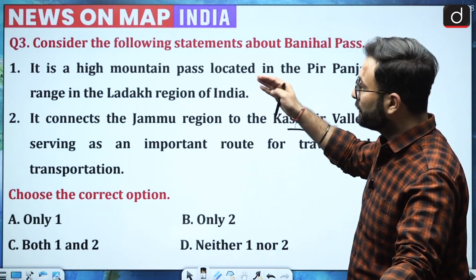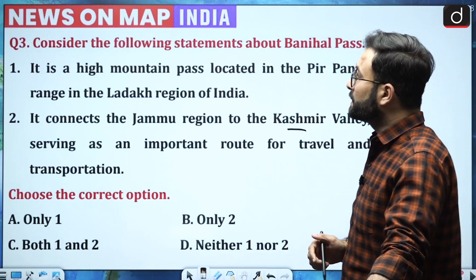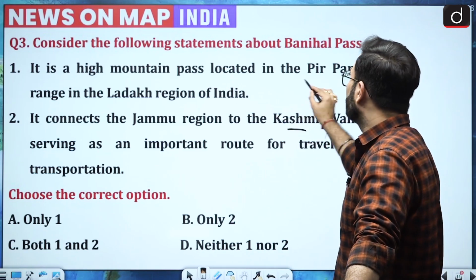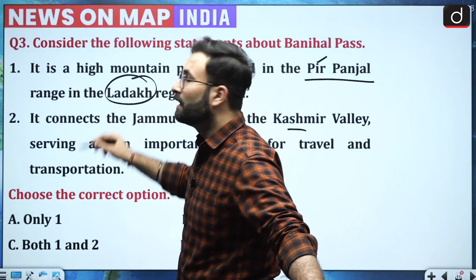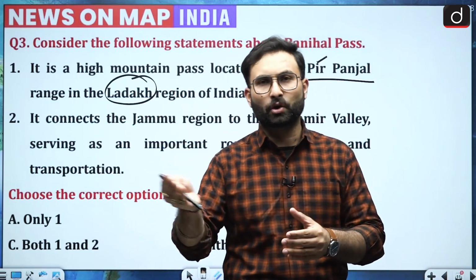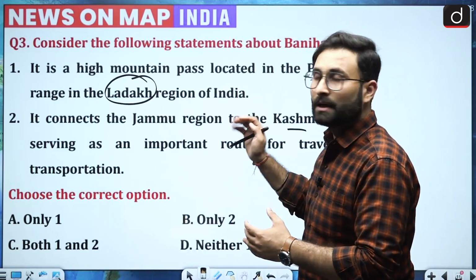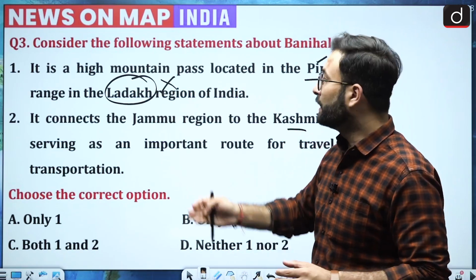Now if you look at statement number 1, this is a high mountain pass located in the Pir Panjal range. This is correct. Coming to the second part, it says this is located in the Ladakh region. We have discussed various times that the Pir Panjal range, the Rajouri Poonch area, is in Jammu and Kashmir, not in Ladakh. So that statement becomes incorrect: Banihal Pass is in the Jammu and Kashmir region, not in Ladakh.